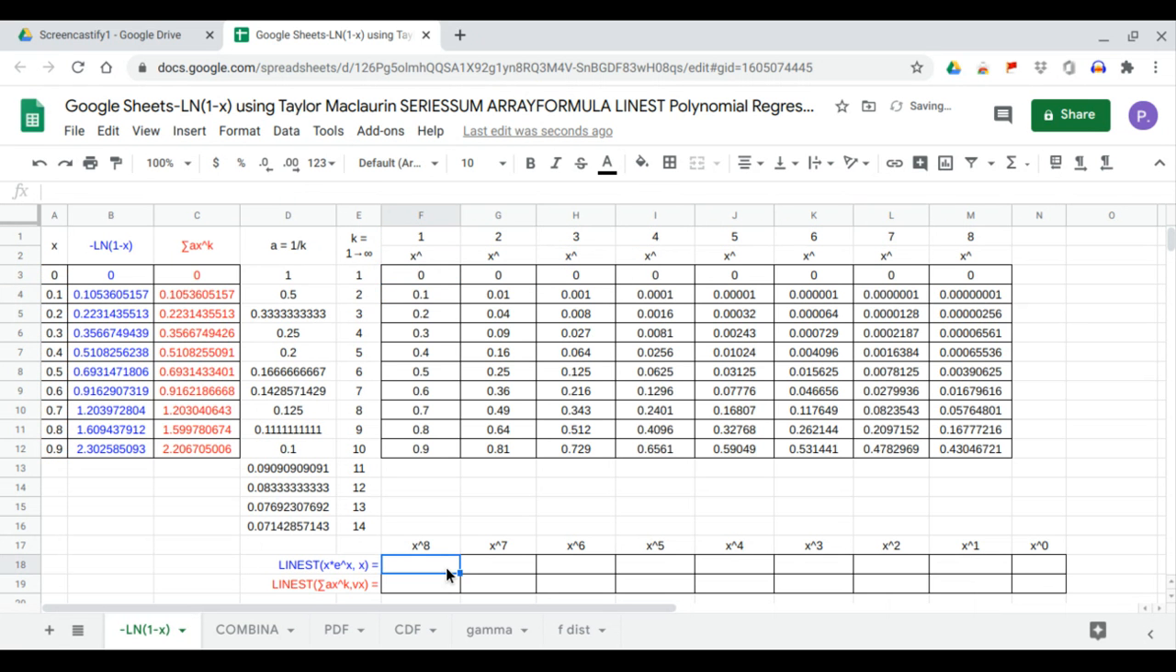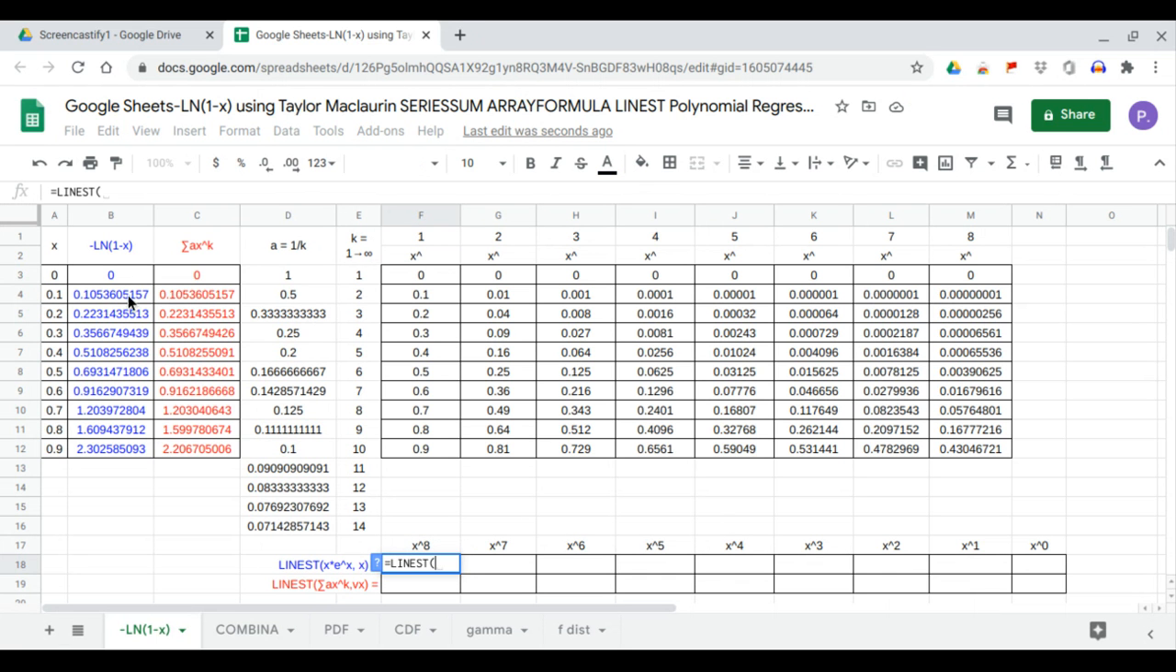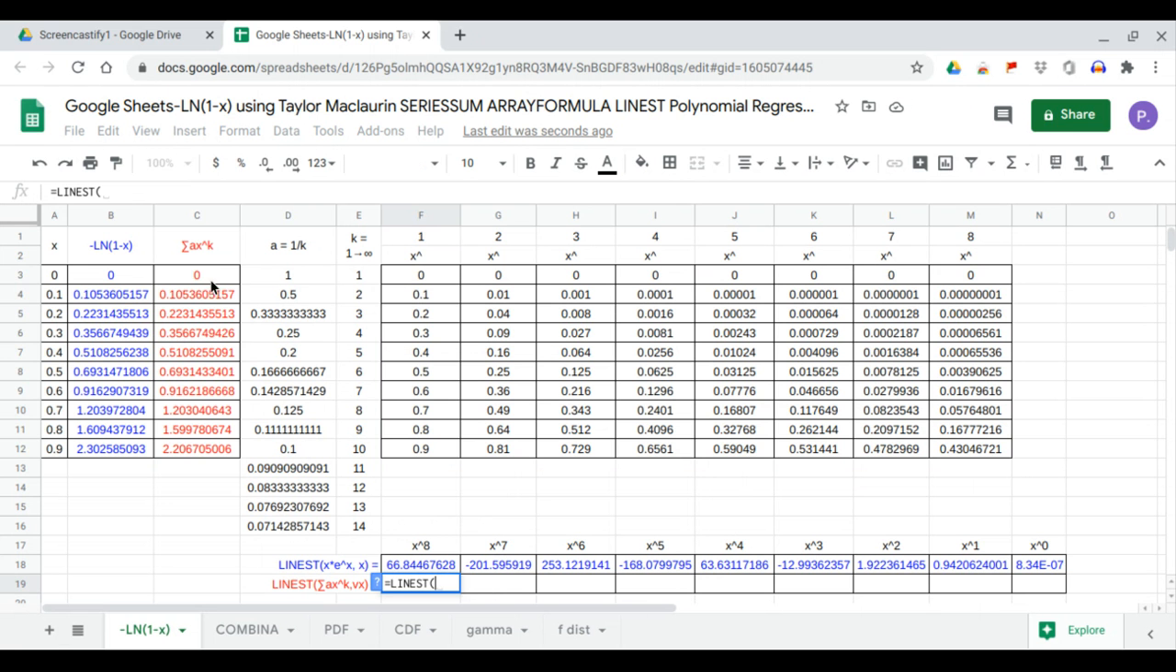Now we can enter the LINEST, starting with the function itself, LINEST, data y, and data x. And the Taylor-Maclaurin series expansion. So LINEST, data y, and data x.